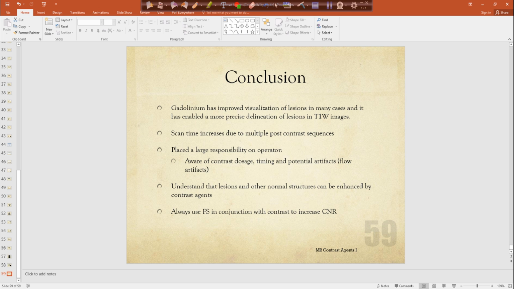Our scan time does increase anytime we're using gadolinium, so just be mindful when you're talking to your patient. They'll say, oh, this is a brain scan, that usually only takes 20 minutes. Well, maybe the last one you did was without contrast. You're going to add about 5 to 10 minutes just because we're going to be injecting contrast.